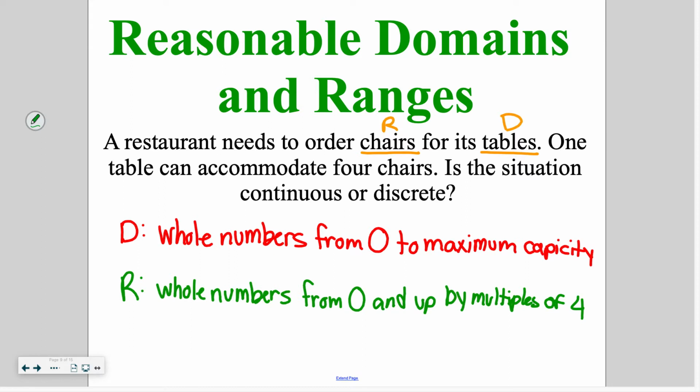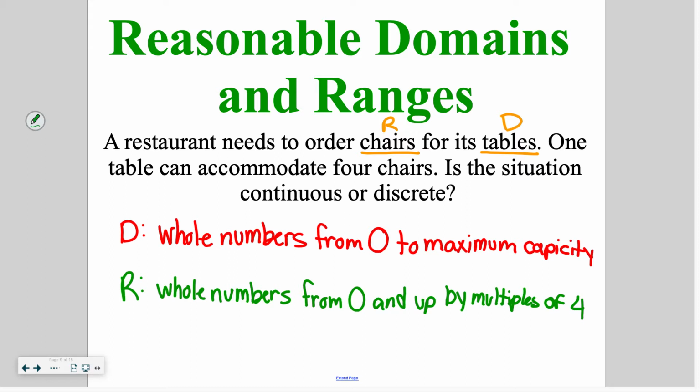Or by counting by 4s, or by going up by 4. Something to indicate that every time you go up, you have to make a jump of 4 chairs, aka 1 more table. So we can't just say whole numbers from 0 up, because you're not just going to order 1 chair. That wouldn't work for a whole table. So you have to, in this case, indicate that you are counting by 4s.